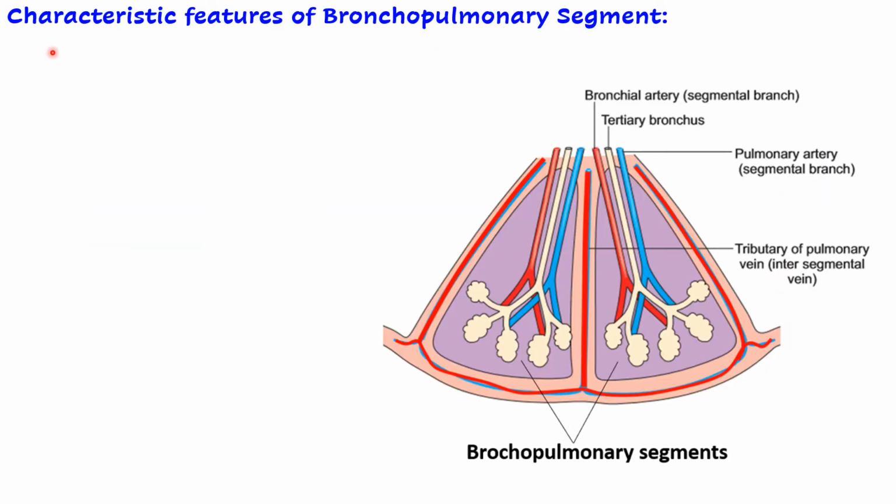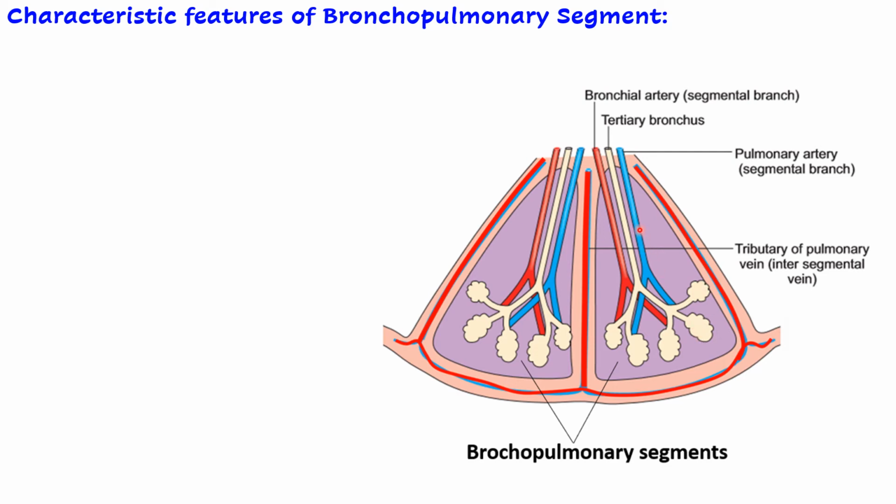Let us now discuss the characteristic features of a bronchopulmonary segment. In this diagram, we can see a part of the lung with 2 adjacent bronchopulmonary segments. Now, what do we see here? These bronchopulmonary segments are separated from each other by this connective tissue septa, which surrounds the bronchopulmonary segment, right? And then what do we see inside? In the center we have this tertiary bronchus or segmental bronchus, which further subdivides into smaller bronchi, bronchioles, alveolar sacs and then the alveoli.